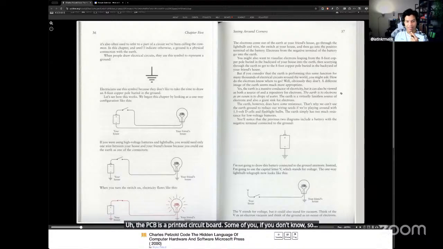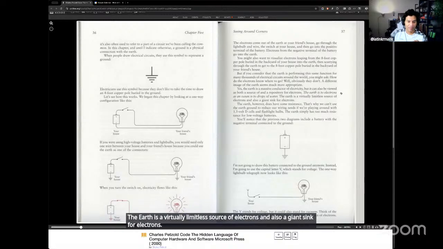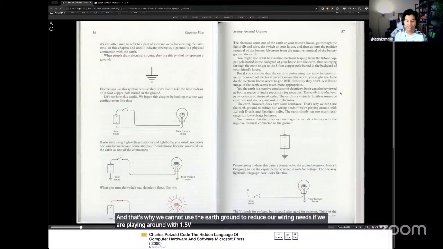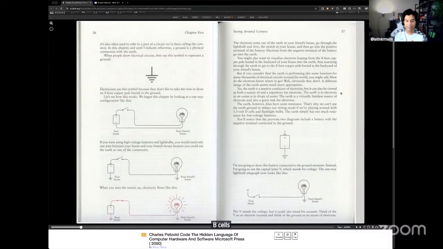So the Earth is to electrons as an ocean is to drops of water. The Earth is a virtually limitless source of electrons and also a giant sink for electrons. The Earth, however, does have some resistance. And that's why we cannot use the earth ground to reduce our wiring needs if we are playing around with 1.5 volt D cells and a flashlight bulb. The earth simply has too much resistance for low voltage batteries.